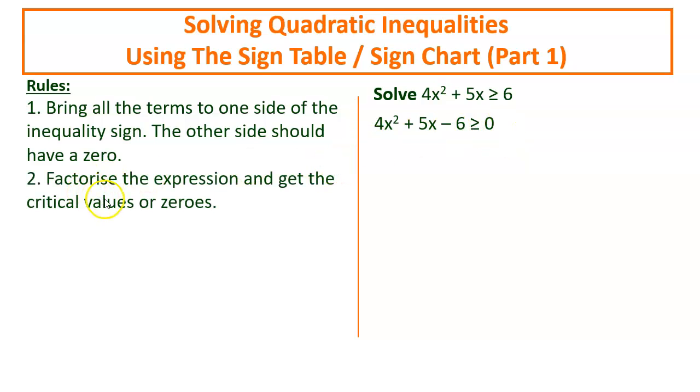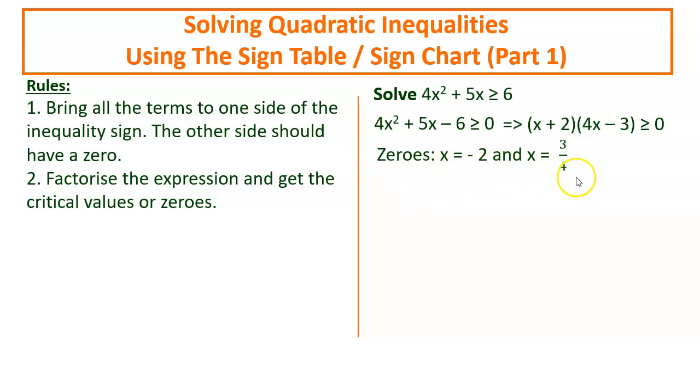Rule number 2 says to factorize the expression and get the critical values or zeros. In this case the equality sign is included, so we may call them the zeros, but otherwise, if the equality sign is not included, strictly speaking they are not the zeros but the critical values, though loosely speaking we refer to them as zeros. The factorized form of this inequality is (x plus 2)(4x minus 3) is greater than or equal to 0, which gives us the zeros as x equal to negative 2 and x equal to 3 over 4.